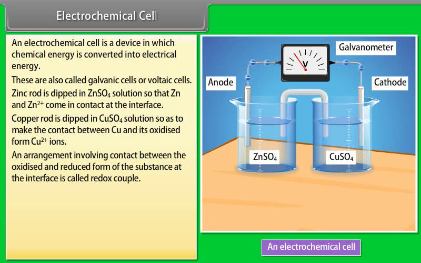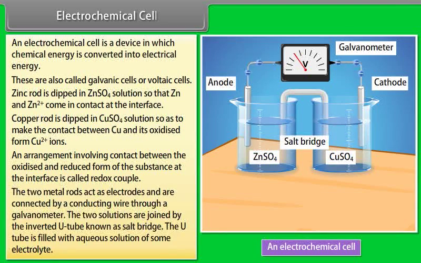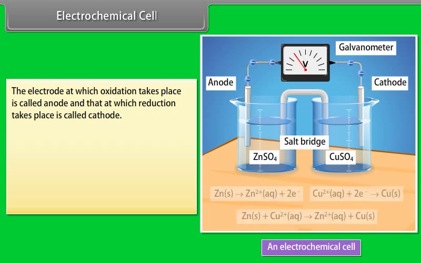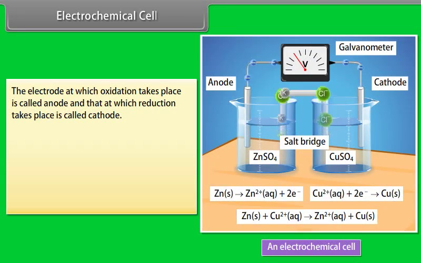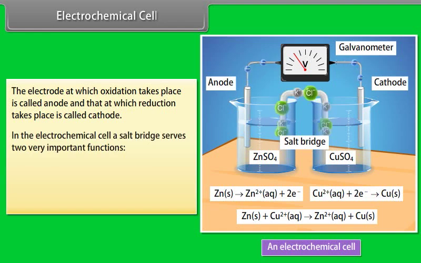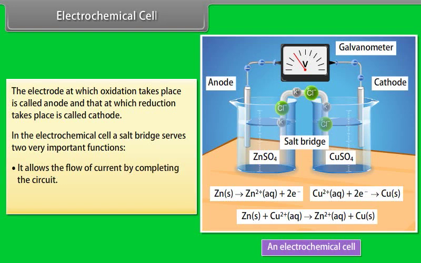The two metal rods act as electrodes and are connected by a conducting wire through a galvanometer. The two solutions are joined by the inverted U-tube known as salt bridge. The U-tube is filled with an aqueous solution of some electrolyte. The electrode at which oxidation takes place is called anode, and that at which reduction takes place is called cathode. In the electrochemical cell, a salt bridge serves two very important functions. It allows the flow of current by completing the circuit. It maintains electrical neutrality.